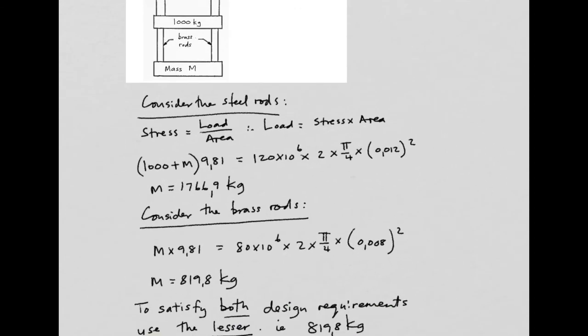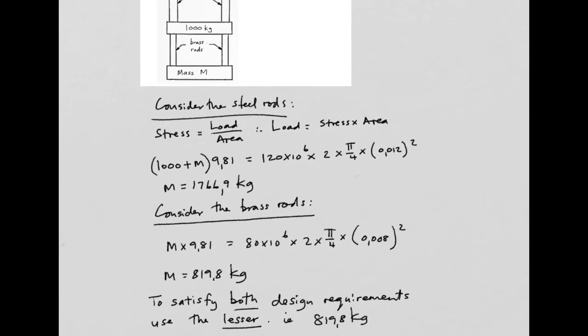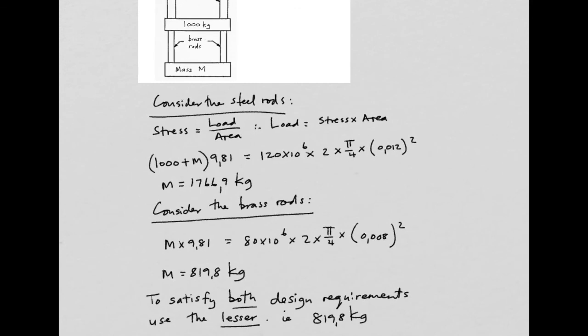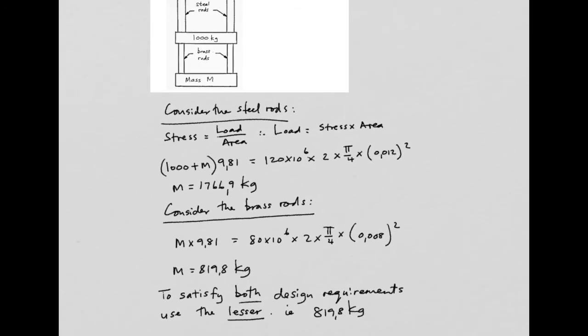So in a very similar fashion to the last one, you can't just take the bigger number. You need to look at the design and decide what is going to result in the most conservative design and meet both design requirements. And that would be selecting the lesser of this number and this number and setting that as your answer. 819.8 kilograms is the most mass that M can have. And that's the end of this tutorial.